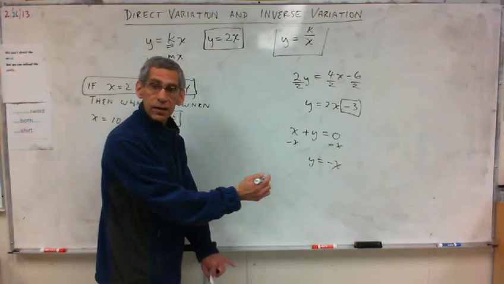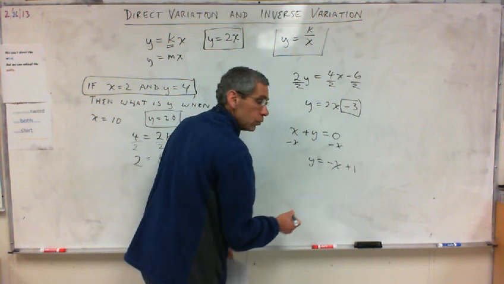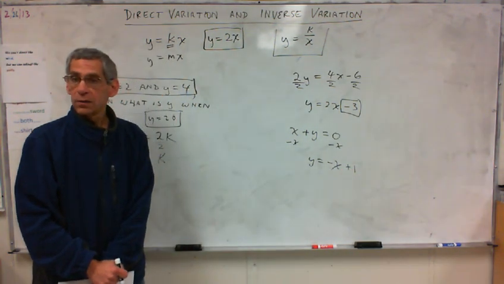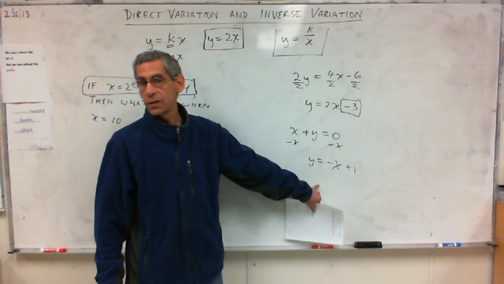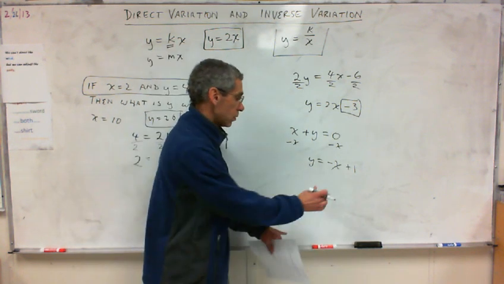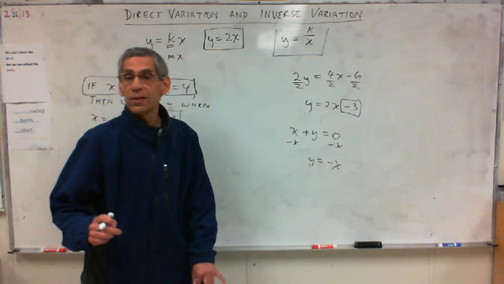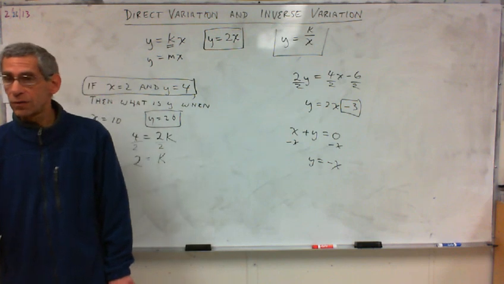But Tiana, if I had added a 1, would it be direct variation? No. It's got to be 0 plus 0 for it to be direct variation.